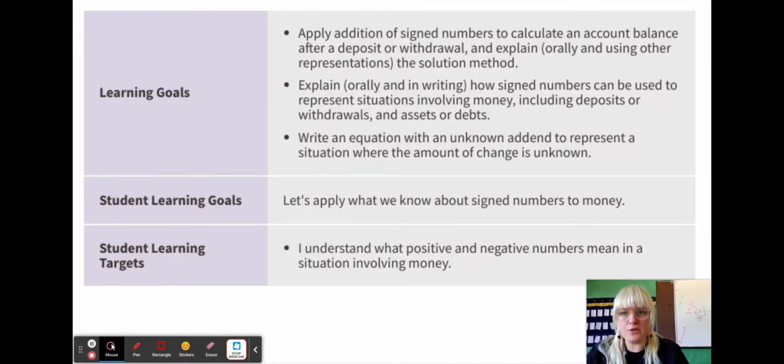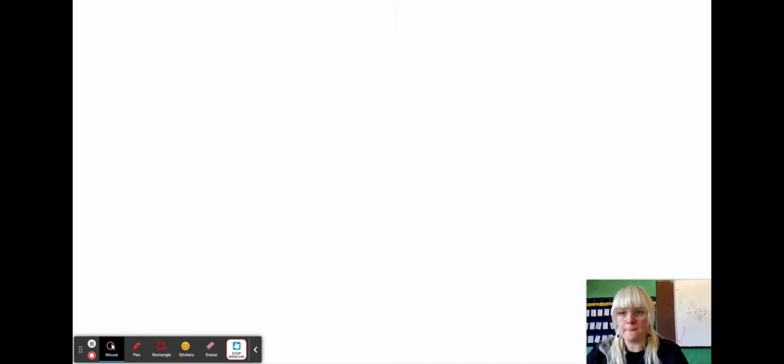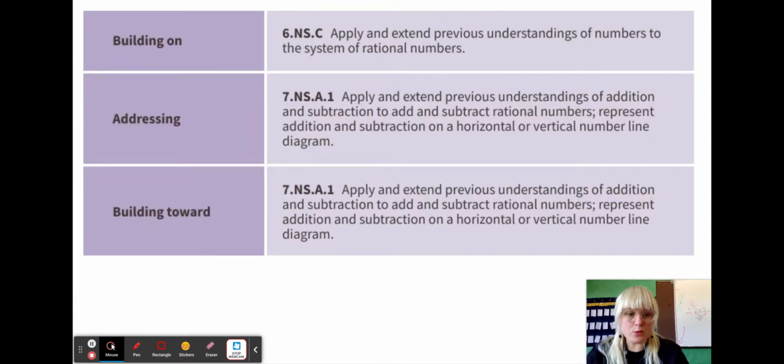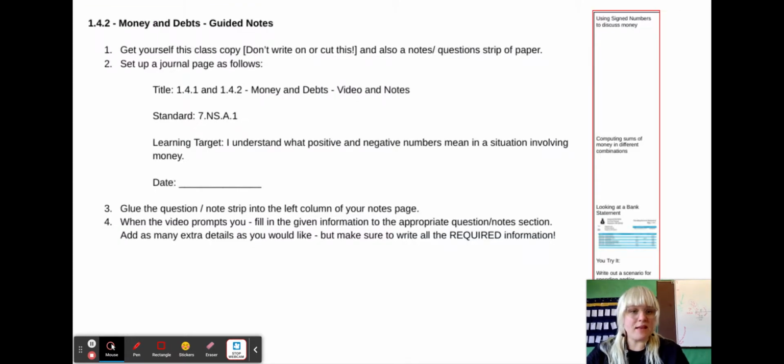Pause here if you'd like to read more in depth about your learning goals and learning targets. Pause here if you would like to read more about the standards that we are building on, addressing, and building towards. And then go ahead and pause here and get your journal page set up. This is where you'll have your title, standard, learning target, and the date. And don't forget to glue in your note strip.